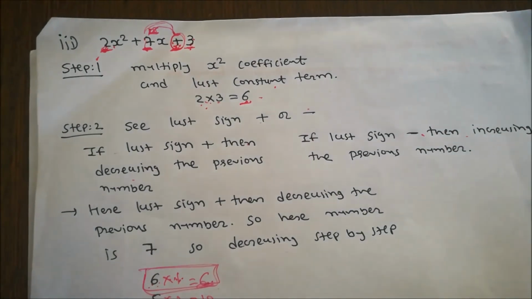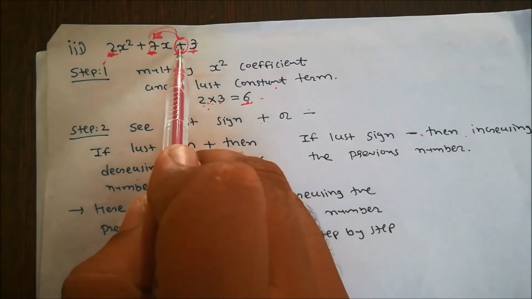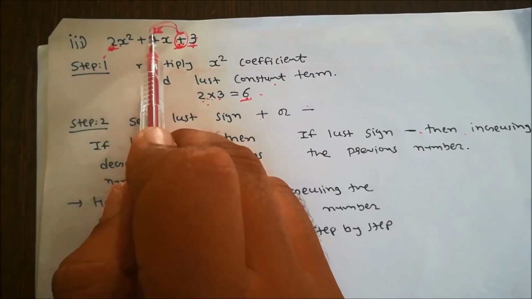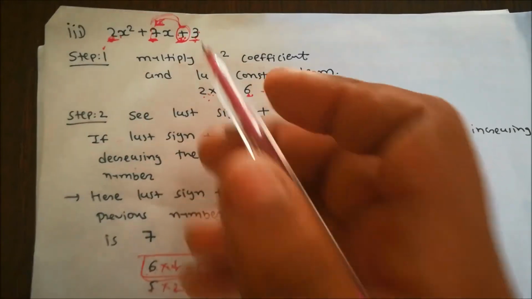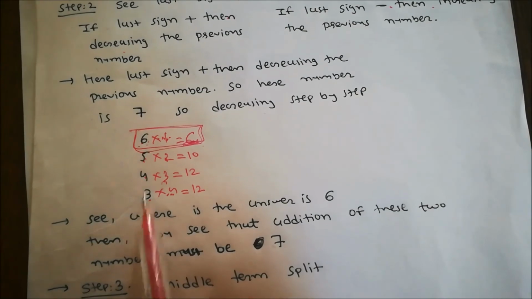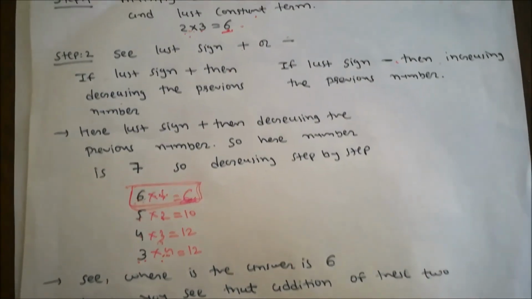In the second step, see the last sign, whether it is plus or minus. Here the last sign is plus 3, so plus, that's why we decrease the previous number. Here the number is 7, so again we start from 6: 6, 5, 4, 3. Multiply with 1, 2, 3, 4. In the first step our answer is 6.